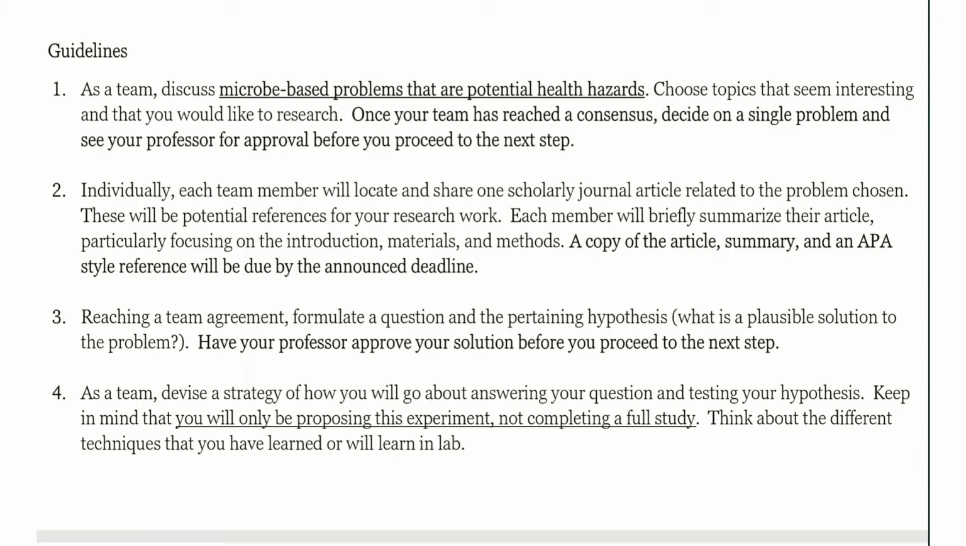The guidelines for this project are as follows. Number 1. As a team, you should discuss micro-based problems that are potential health hazards. Choose topics that seem interesting and that you would like to research. Once your team has reached a consensus, decide on a single problem and see me for approval before you proceed to your next step.